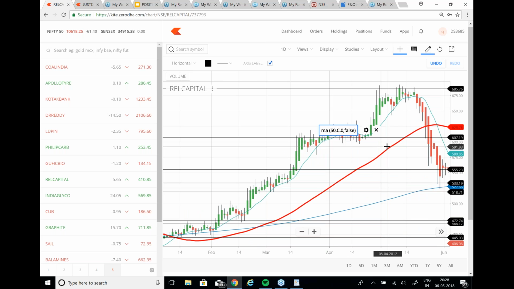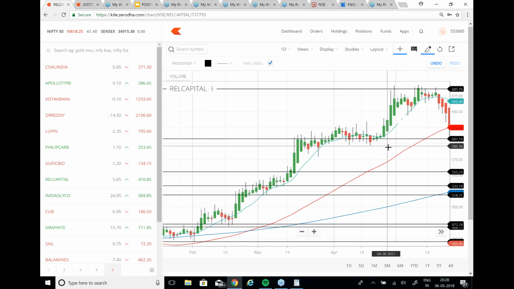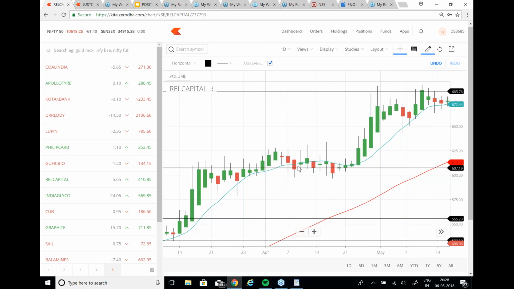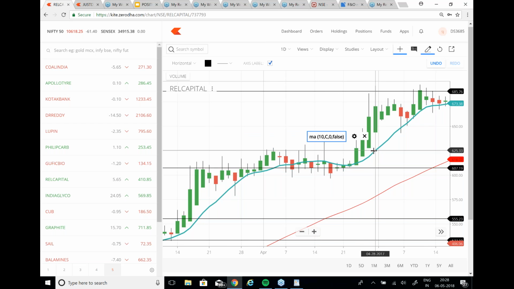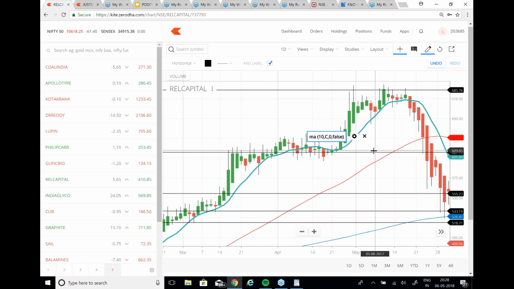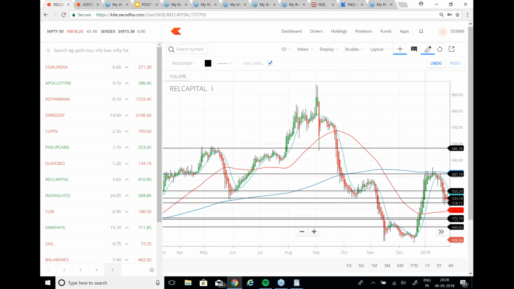But the 10 moving average did not leave the candle. The candle did not leave the 10 moving average. So you still can remain in it. And you can exit only when the 10 moving average leaves the candle, which is at this point somewhere here.